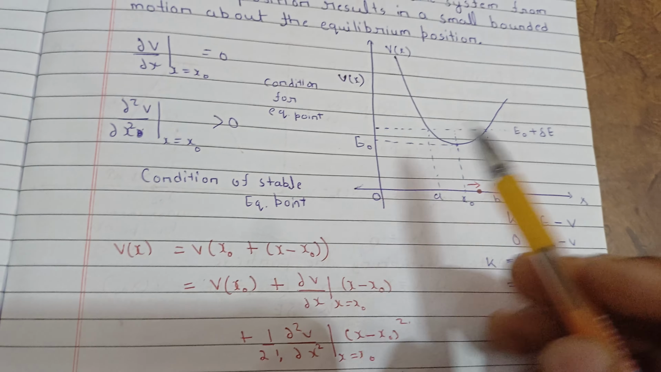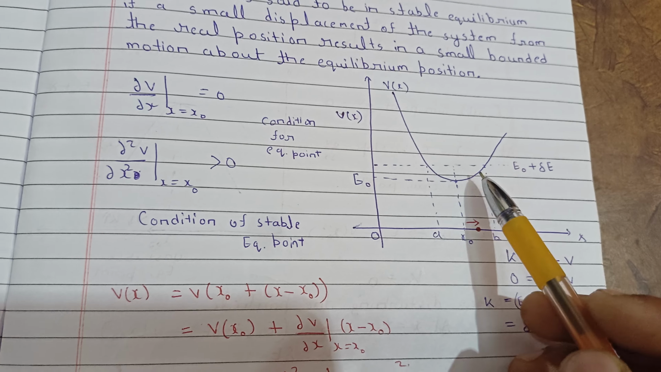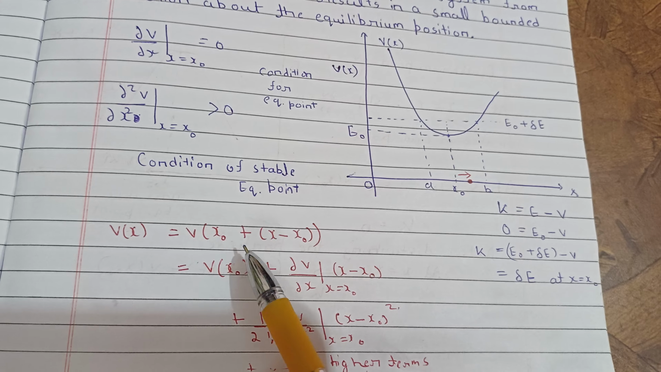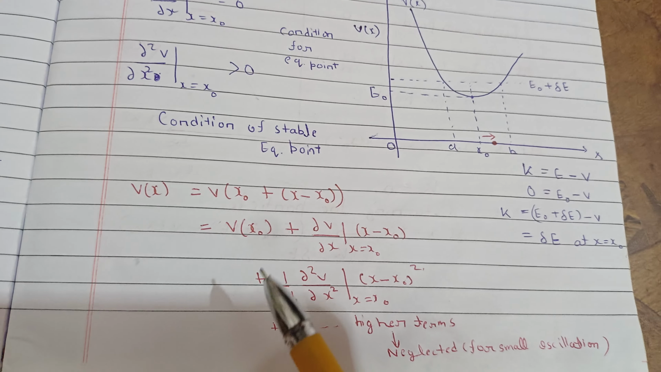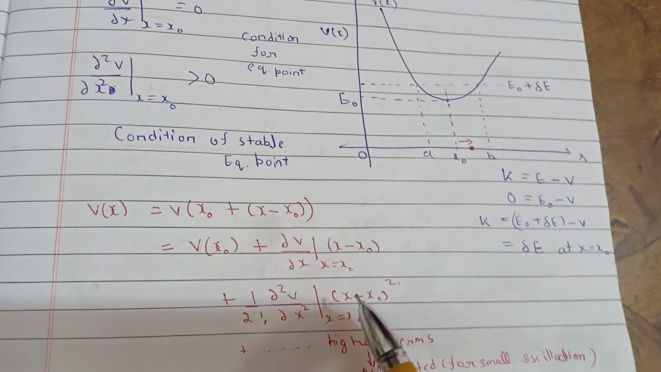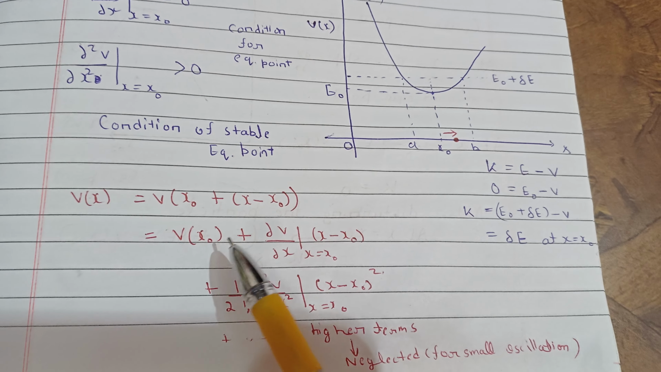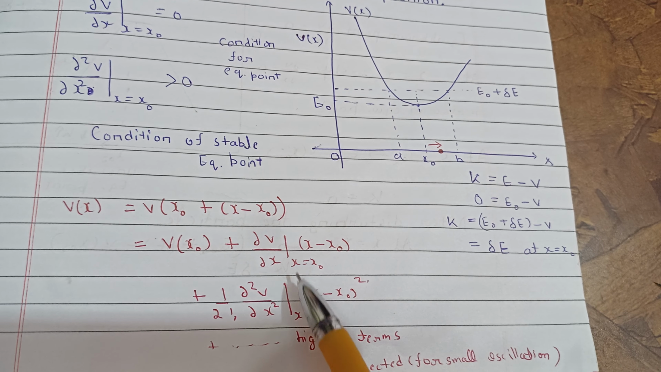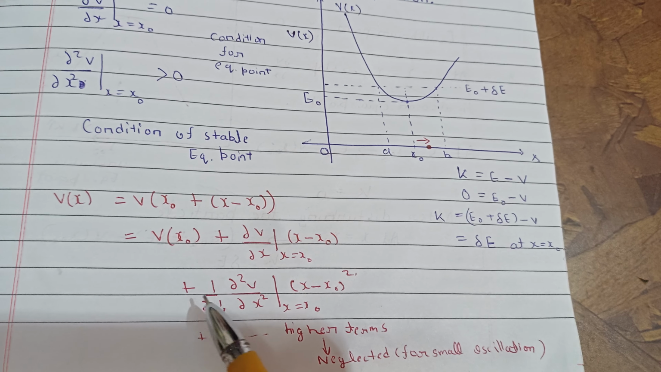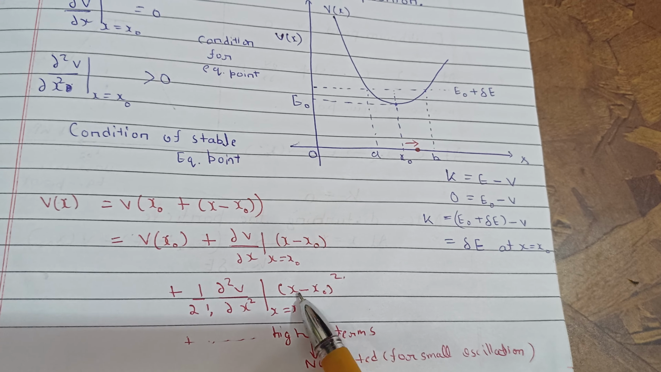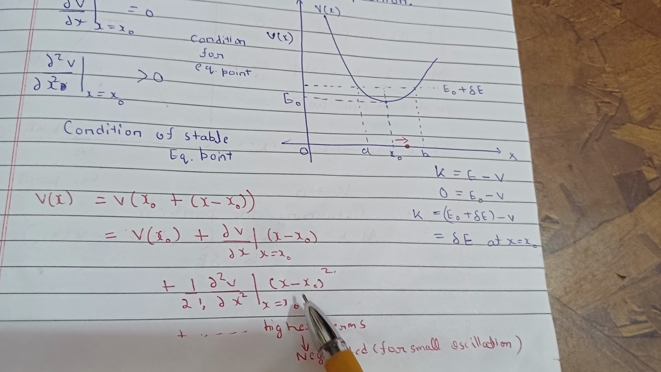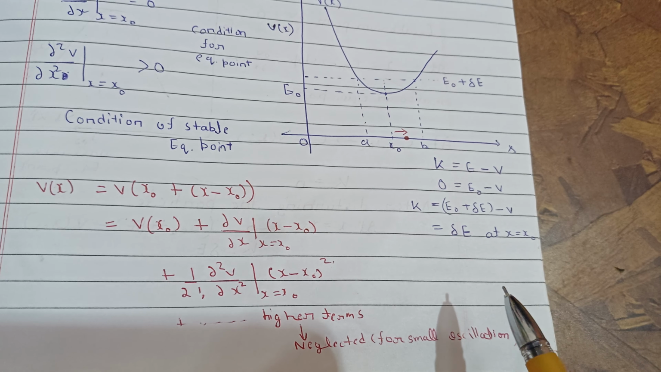Now, if we displace it by x, then V(x) equals V(x0 + (x - x0)). If we expand this, just remember this formula for expansion; no need to go into the derivation. It will be V(x0) plus dV/dx at x = x0 times (x - x0), plus 1/2 factorial times d²V/dx² times (x - x0) whole squared. The next term will be 1/3 factorial at x = x0 times (x - x0) whole cubed, and so on.